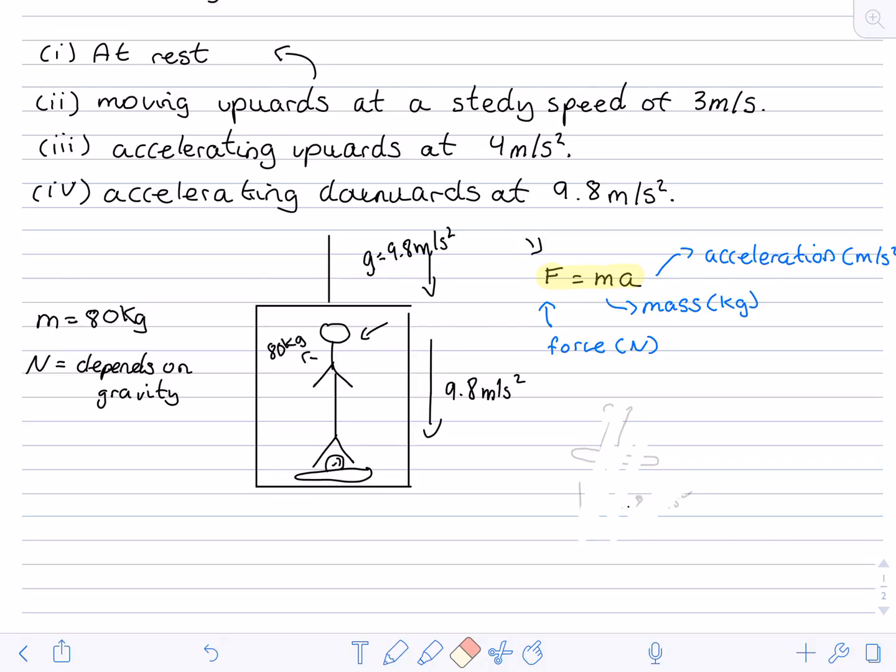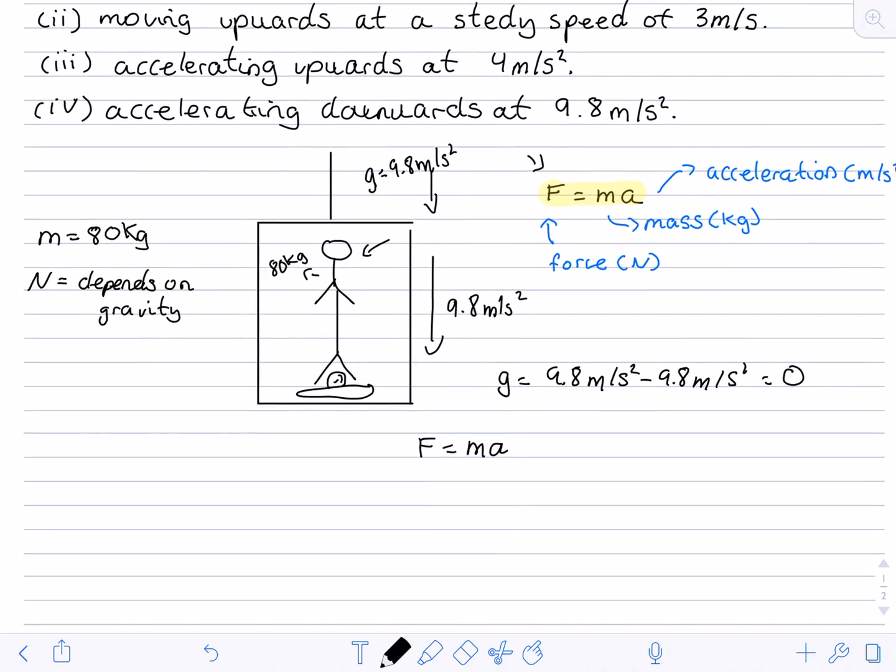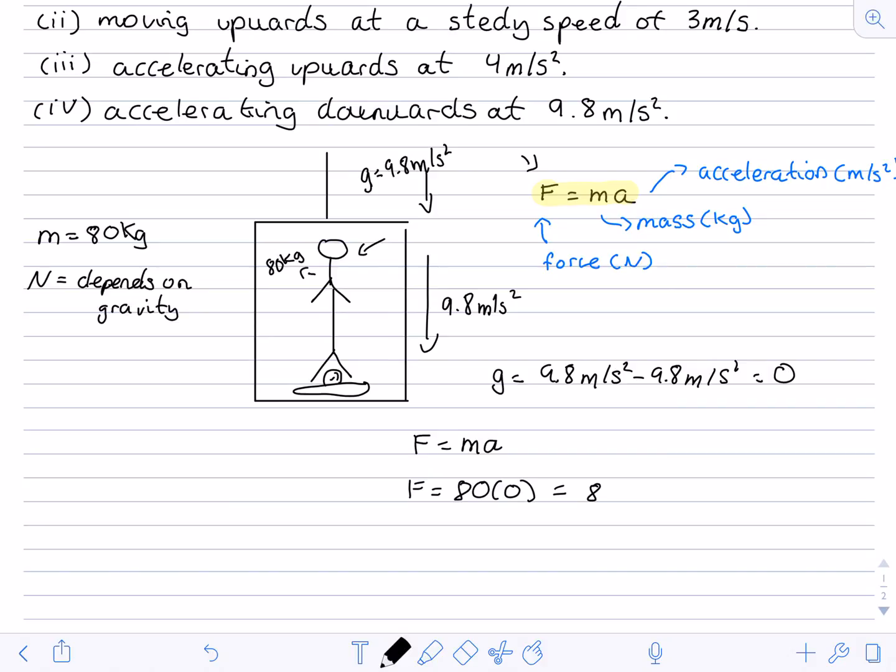Okay, so now that you know that, if the elevator is going down at the exact same acceleration due to gravity, then we have that the force is equal to ma. The gravity this man is experiencing is 9.8 meters per second square minus 9.8 meters per second square, which means 0. So the mass of the person is the exact same, but the acceleration is equal to 0. Any number multiplied by 0 gives 0. So his weight is going to be 0 newtons.